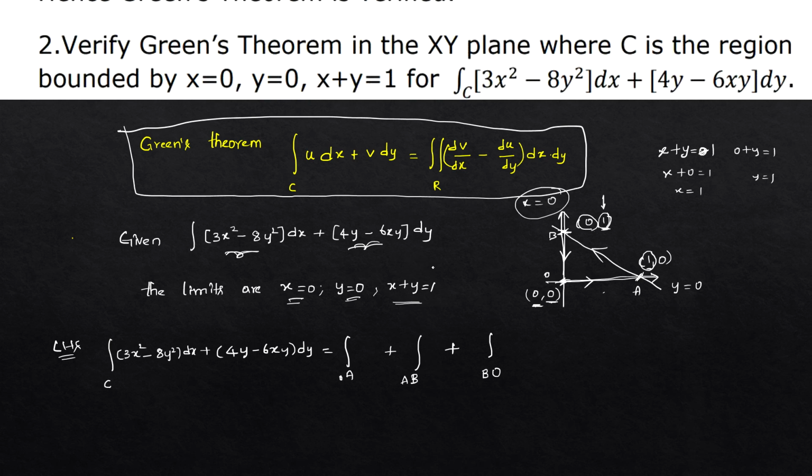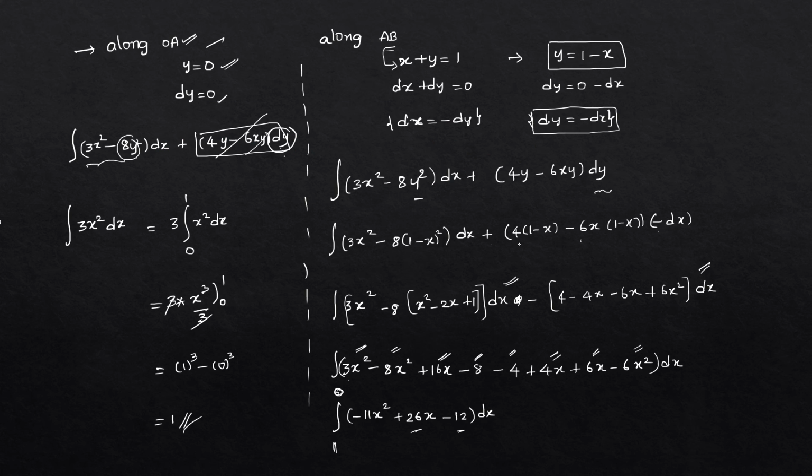Now you have to follow the loop. You have to follow the loop along OA, along AB and along BO. See here, along OA, y is equal to 0, dy is equal to 0, and you know the integration part pretty easily. And along line AB, this is very important. Since the line AB equation is x plus y is equal to 1, it contains both x and y, but it is our choice that we have to write it in a single variable.